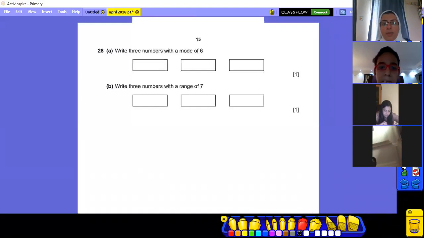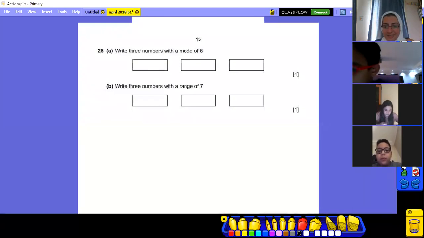Next, question number 28. Write 3 numbers with a mode of 6. What's the meaning of mode? Mode means most. So you only have 3 boxes. So simply you need to write at least 2 numbers, 2 boxes with a 6, and then write any number beside the 6, I will accept it. 6, 6 and 2; 6, 6 and 3; 6, 6 and 5 and so on.